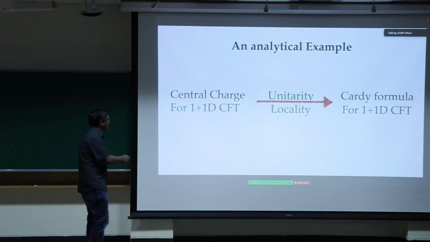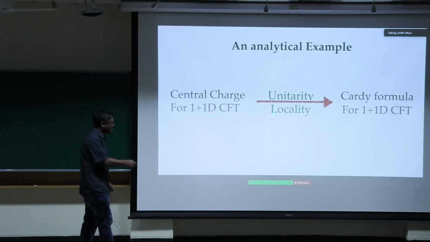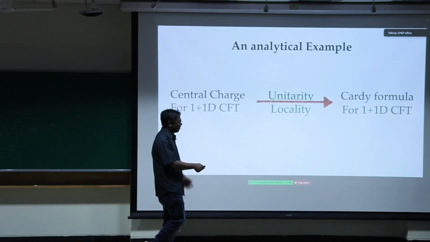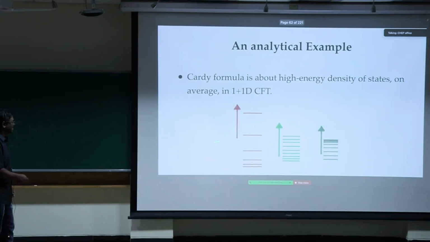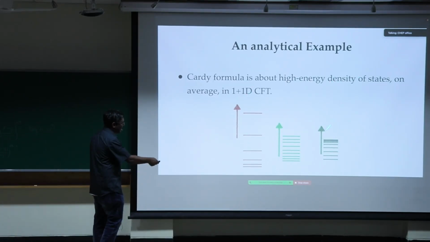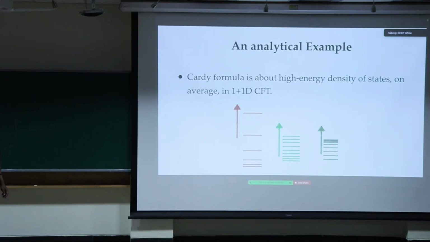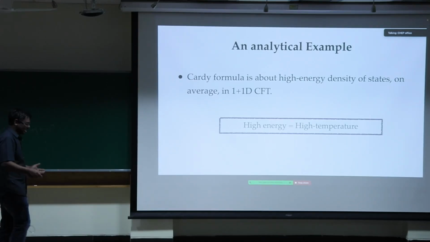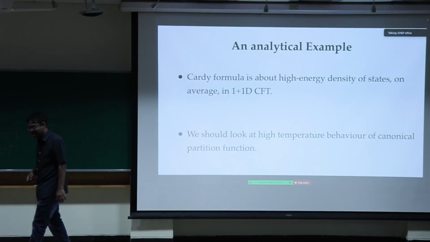So we will show how, if someone hands you this number C, the central charge for a 1+1D CFT, unitarity and locality imply a universal formula known as the Cardy formula. This Cardy formula is about the high energy density of states on average in 1+1D CFT. So as you go up, what is the average density of states for these CFTs? High energy means high temperature, so we should be looking at the high temperature behavior of the canonical partition function. And this is exactly where I am going to explain to you how modular invariance comes in.